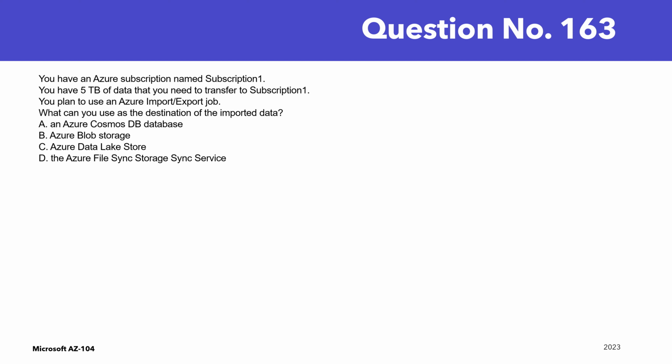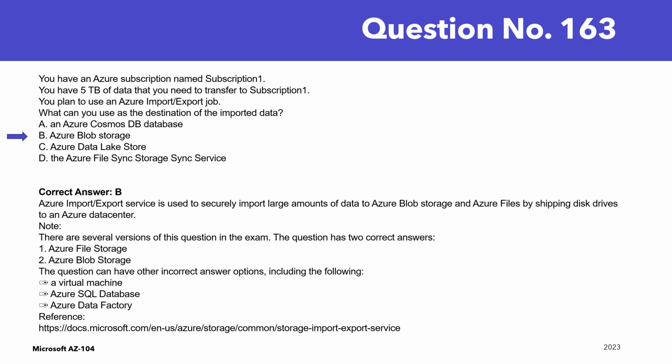You have an Azure subscription named Subscription1. You have 5 terabytes of data that you need to transfer to Subscription1. You plan to use an Azure import/export job. What can you use as the destination of the imported data? A. An Azure Cosmos DB database. B. Azure Blob Storage. C. Azure Data Lake Store. D. The Azure File Sync Storage Sync Service. Correct answer: B.